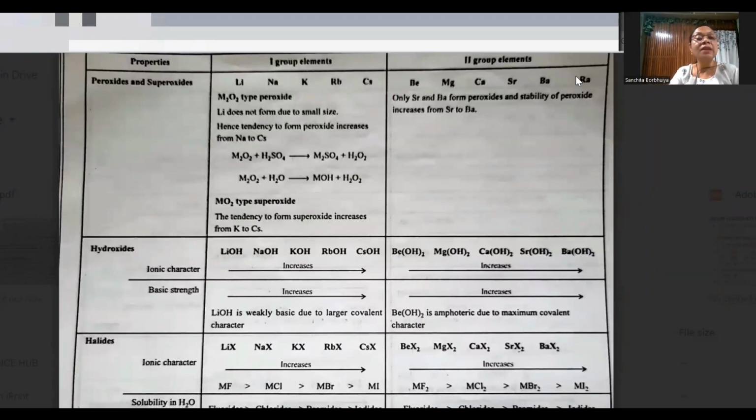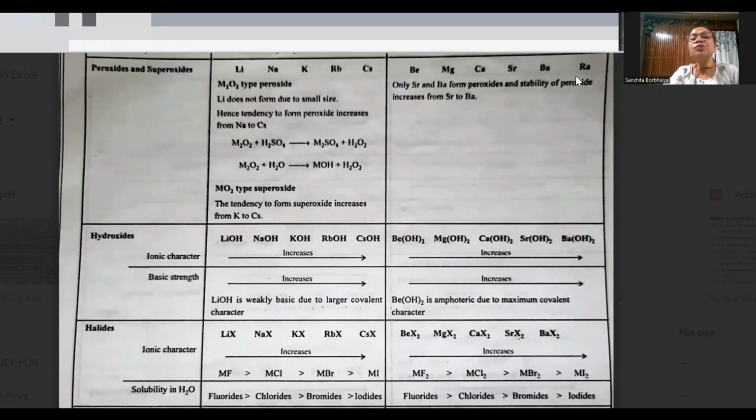Going to the peroxides and the superoxides. The peroxides of the type M2O2, like sodium peroxide, potassium peroxide; lithium does not form the peroxide because of its small size. So the tendency to form peroxide will increase from sodium to cesium. If you take the peroxide and dissolve it in sulfuric acid, you will get the metal sulfate back with hydrogen peroxide. So if you put the peroxide in water, you again get your hydrogen peroxide back along with the metal hydroxide. Going on to group 2, only strontium and barium form the peroxide, and the stability of the peroxide increases from strontium to barium.